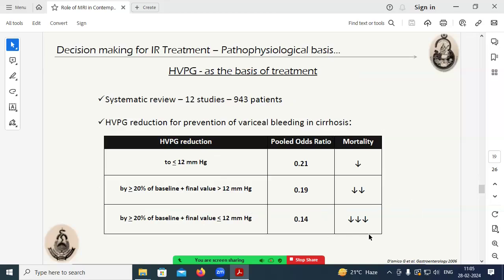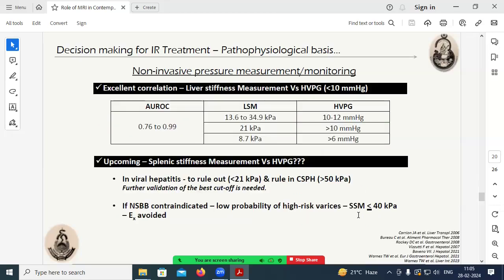This is one good study, a systematic review of a large number of studies and a large number of patients, where they showed that an HVPG reduction from the baseline as well as the absolute value can be put together to predict the pooled odds ratio as well as mortality. So that pooled odds ratio is for variceal bleeding and the long-term mortality. So you can use this technique for predicting these two variables also.